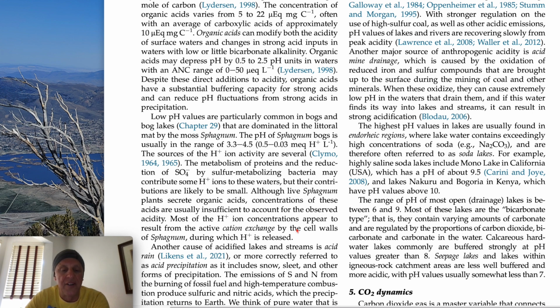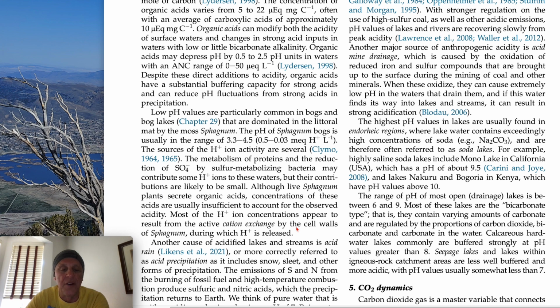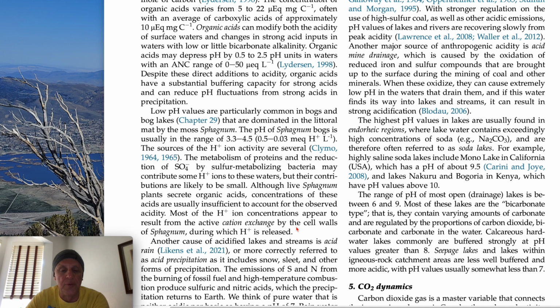Although live sphagnum plants secrete organic acids, concentrations of these acids are usually insufficient to account for the observed acidity. Most of the H+ ion concentration appears to result from the active cation exchange by the cell walls of sphagnum, during which H+ is released.